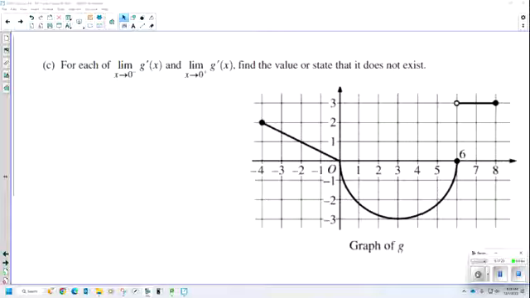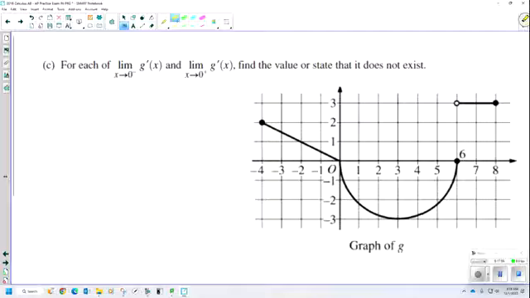Anyways, part C reads: for each of the limit as x approaches 0 from the left of g prime of x, and the limit as x approaches 0 from the right of g prime of x, find the values or state that it does not exist. All right, let's point out the obvious. This is a graph, and notice I had it up here. I didn't have to paste it while we were doing the problem.